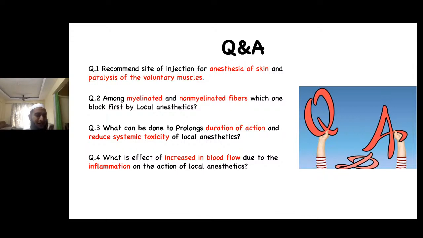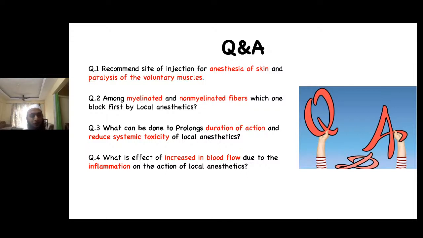My next question is, what is the effect of increase in blood flow due to inflammation on the action of local anesthetics? So what will happen due to increase in blood flow due to inflammation on the action of local anesthetics? Yes, I am waiting for answer. Come on, what will happen? Yes, very good. Dabir has given the answer. Due to inflammation, there will be increase in blood flow, and as a result, along with the blood, local anesthetic will be removed from the site of action.